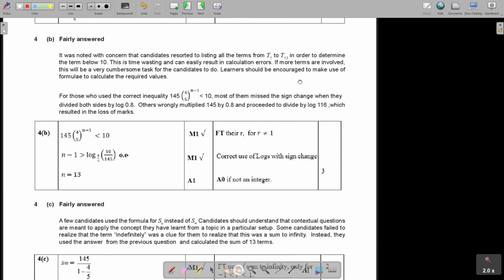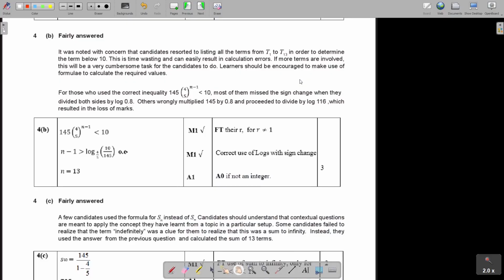Okay, and then number B, it was fairly answered. It was noted with concern that candidates resorted to listing all the terms from 1 to 30. Now, it's time consuming. Don't do that, in order to determine below 10. This is time wasting and can easily result in calculation errors. If more terms are involved, this will be a very cumbersome task for candidates, especially if there were 20 terms. Learners should be encouraged to make use of the formula to calculate the required values.